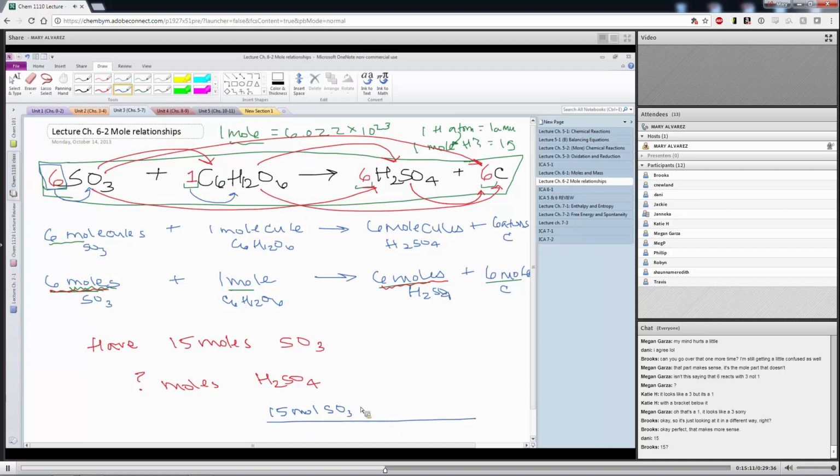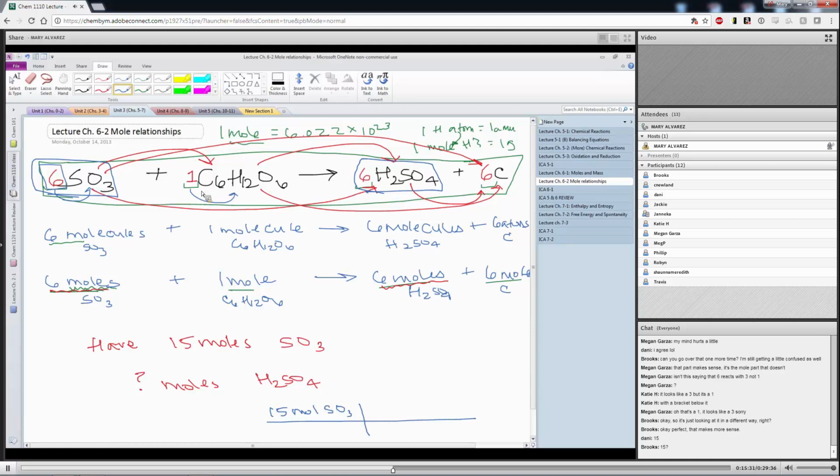And I want to get rid of moles of SO3, and I want to be left with moles of H2SO4. So yes, this is a big equation with lots of things in it, but really for the moment, I'm looking at this and I'm looking at that. I'm looking at the relationship between the two. That 6 of this makes 6 of that. So that's what I'm going to put here.